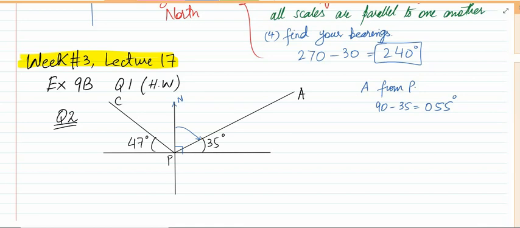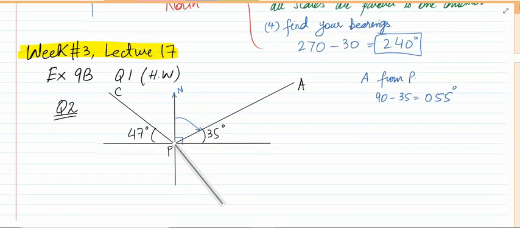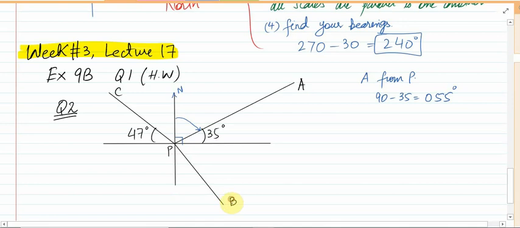So today is lecture number 17, week number 3, and in last class we were doing this question, exercise 9b, question number 1, right? And we had covered only the first part, that is A from P, right? Let me first complete the figure. In this figure we have one more line of B and the angle is 15 degree. Now there are 6 parts in this question.